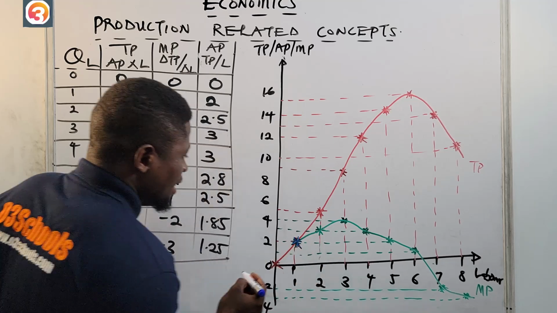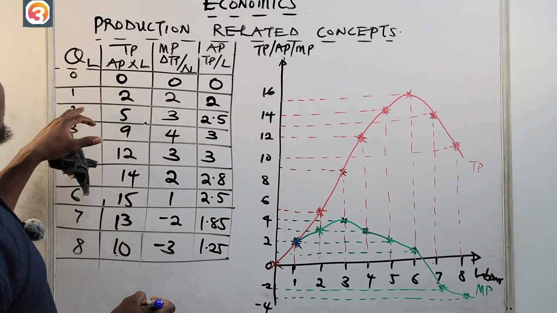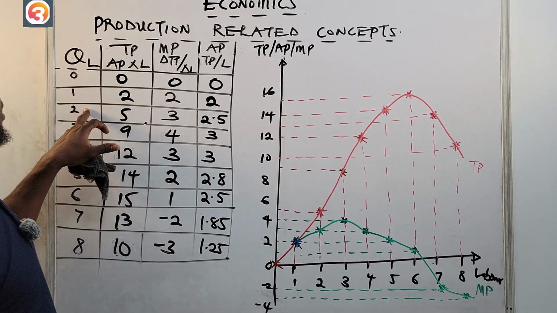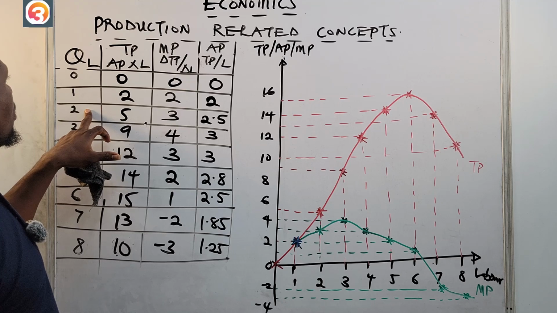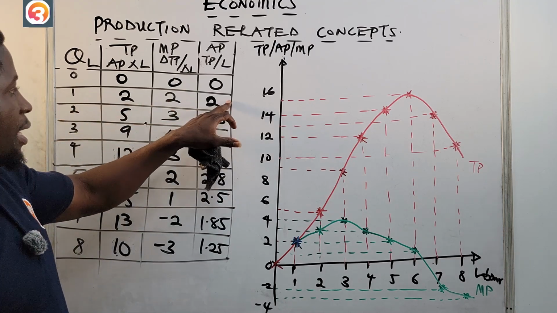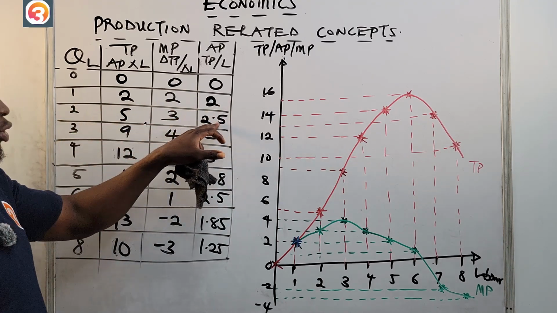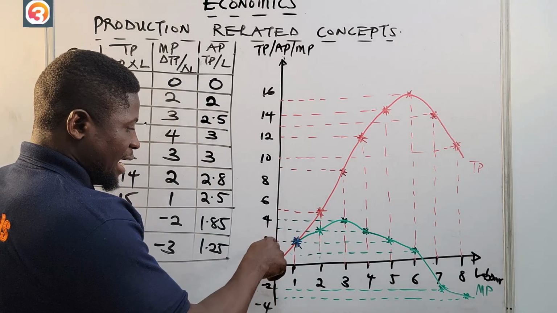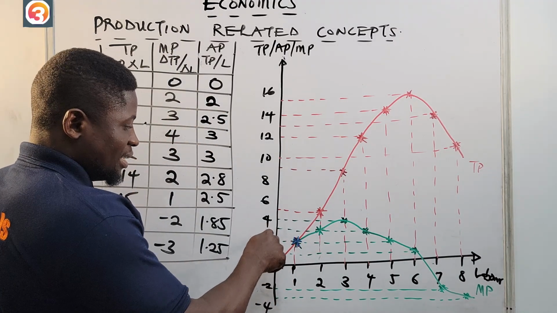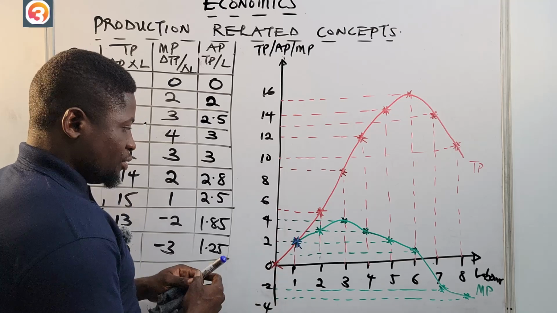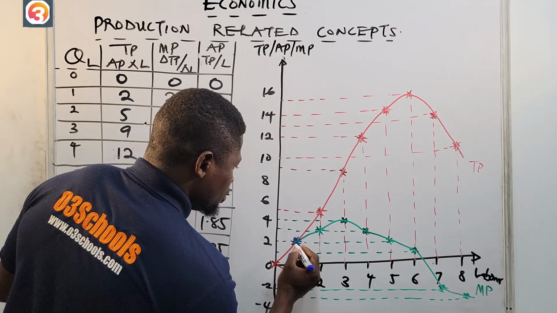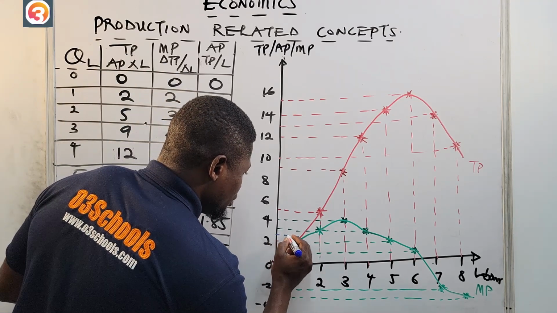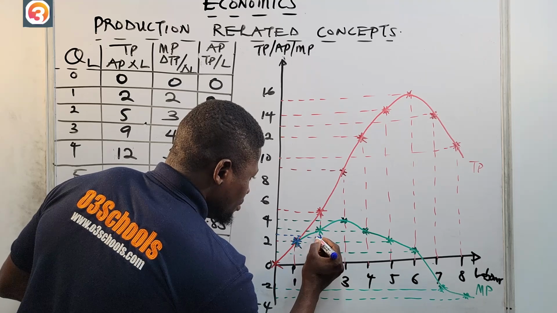So this point again, all right. When labor was 2, AP was 2.5. Okay, 2.5 is between 3 and 2, just the middle between 3 and 2. Okay, so when it was 2, it was 2.5. So we trace here and then we mark.